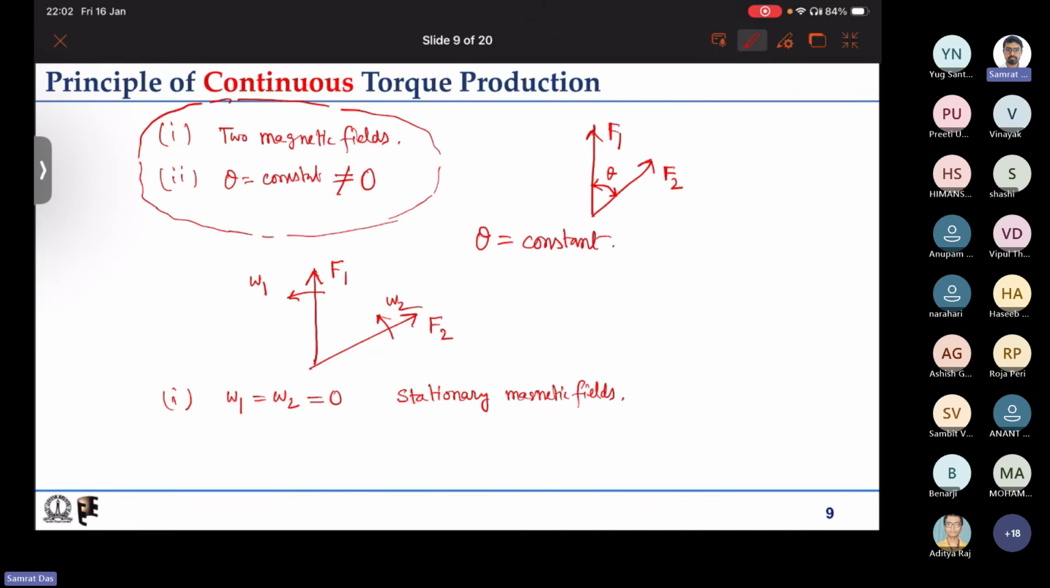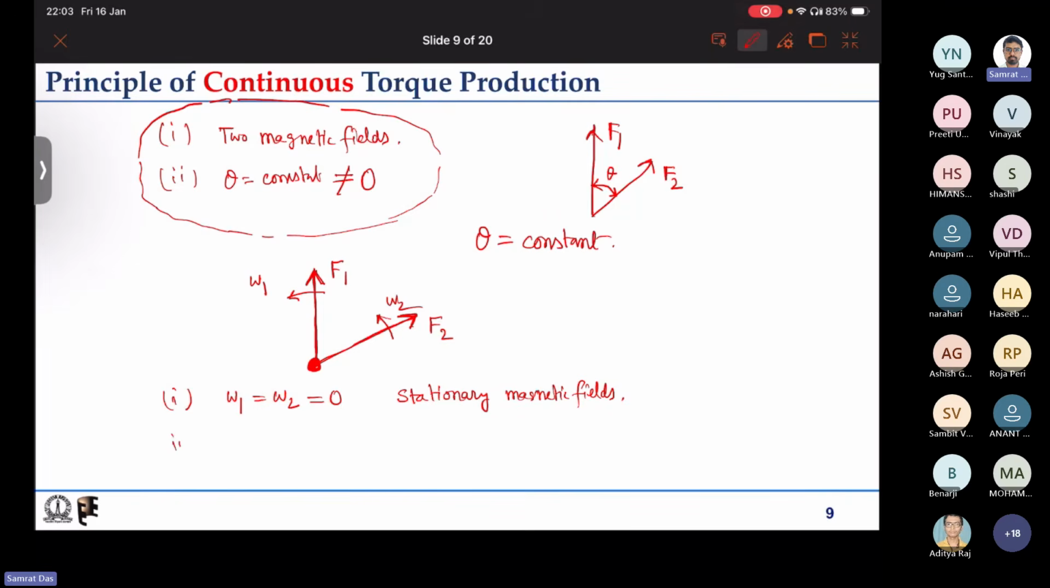Both magnetic fields are stationary with respect to a stationary reference frame. If someone is standing here, he will see this is stationary, it is not rotating. This is also stationary, although the rotor may be rotating, that is a separate thing. But we can have a case where omega 1 equals omega 2 equals 0, when both the magnetic fields are stationary in space, and that is the case of two stationary magnetic fields. So this is one way of producing continuous torque.